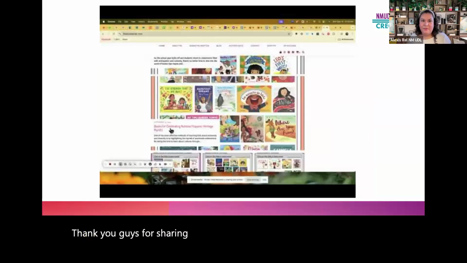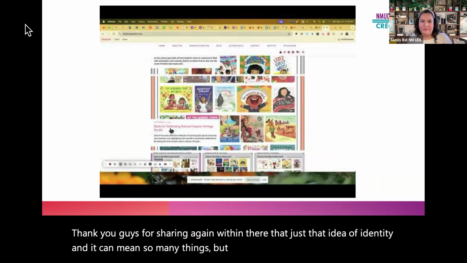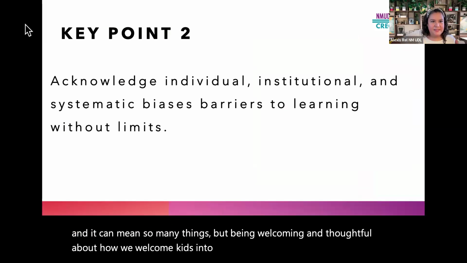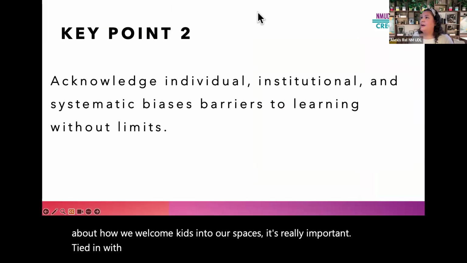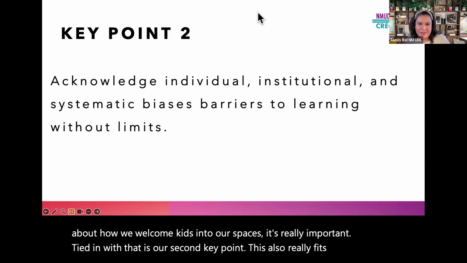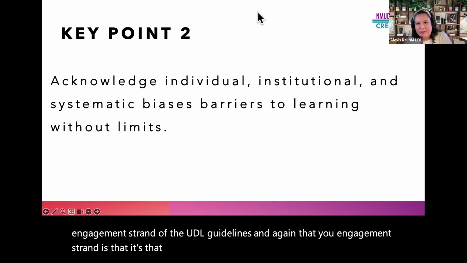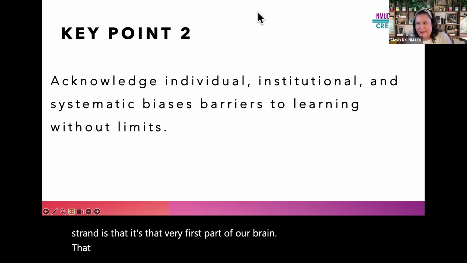Again, within there, that idea of identity can mean so many things, but being welcoming and thoughtful about how we welcome kids into our spaces is really important. Tied in with that is our second key point. This also really fits under the engagement strand of the UDL guidelines. That engagement strand is the very first part of our brain that allows learning to begin happening.